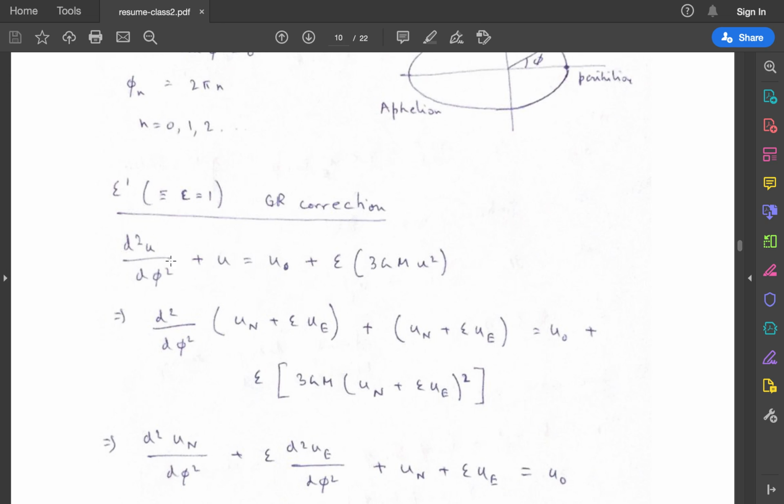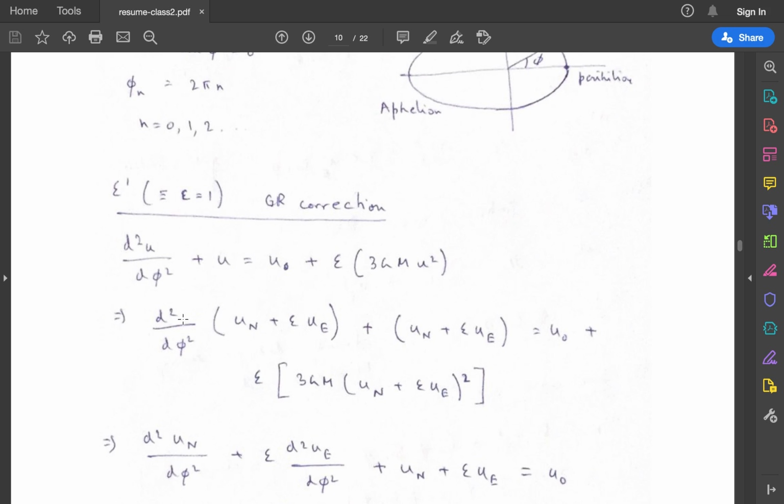If I take the GR correction into account, our equation now becomes d square u by d phi square plus u equal to u_0 plus the extra term, where epsilon equal to 1, which we will substitute later, but let us keep it here: epsilon times 3GM u square. Now we know what u is. u is nothing but the Newtonian plus the Einstein solutions, as I assumed it to be. This is the solution which is around the Newtonian solution.